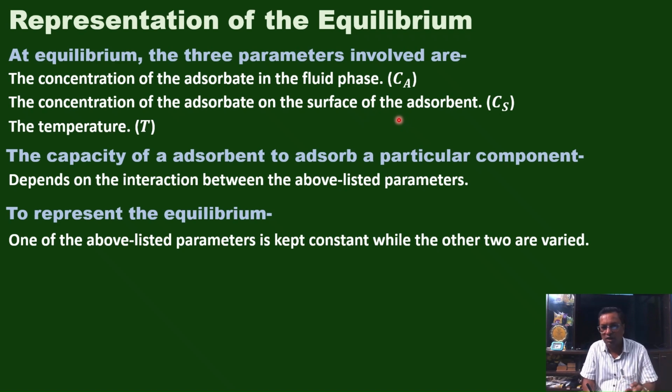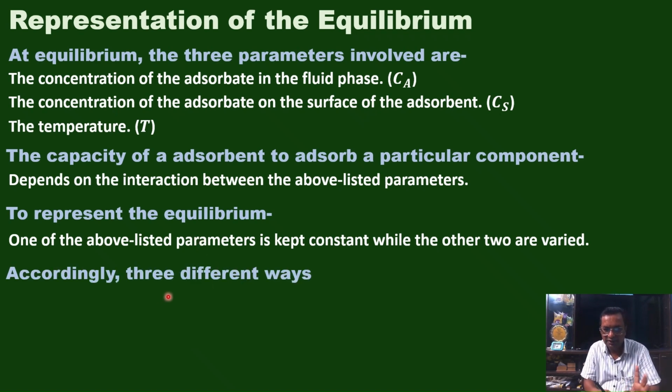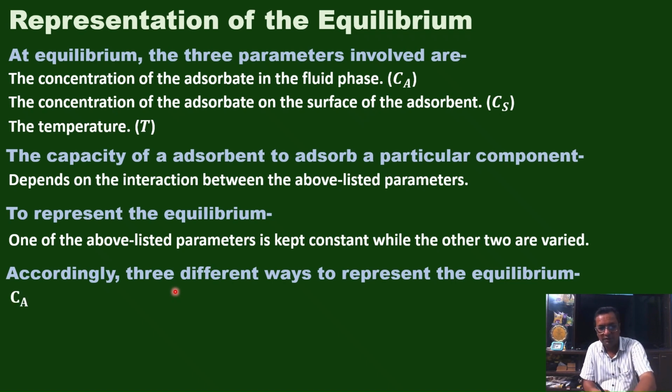And depending on how you get the adsorption data, you can use that data to represent the adsorption equilibrium. So the point is, to represent the equilibrium, one of the above listed parameters is kept constant, while the other two are varied. So accordingly, there are three different ways of representing the adsorption equilibrium. Which are these?